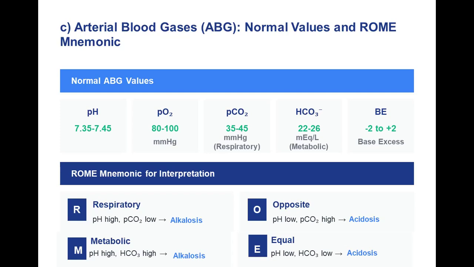M is for metabolic and E is for equal. If pH and HCO3 move in the same direction, for example, pH high and HCO3 high, it is a metabolic alkalosis. If they move equally, pH low and HCO3 low, it is a metabolic acidosis.